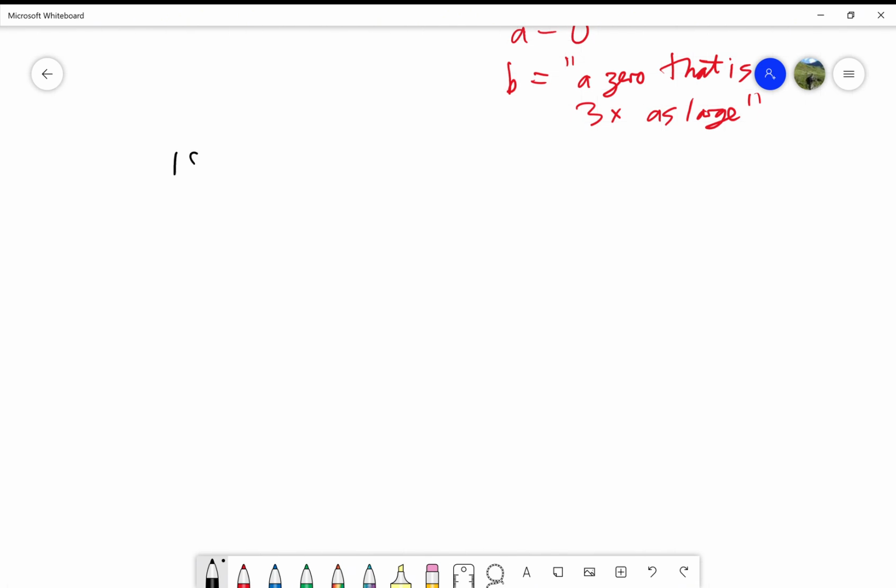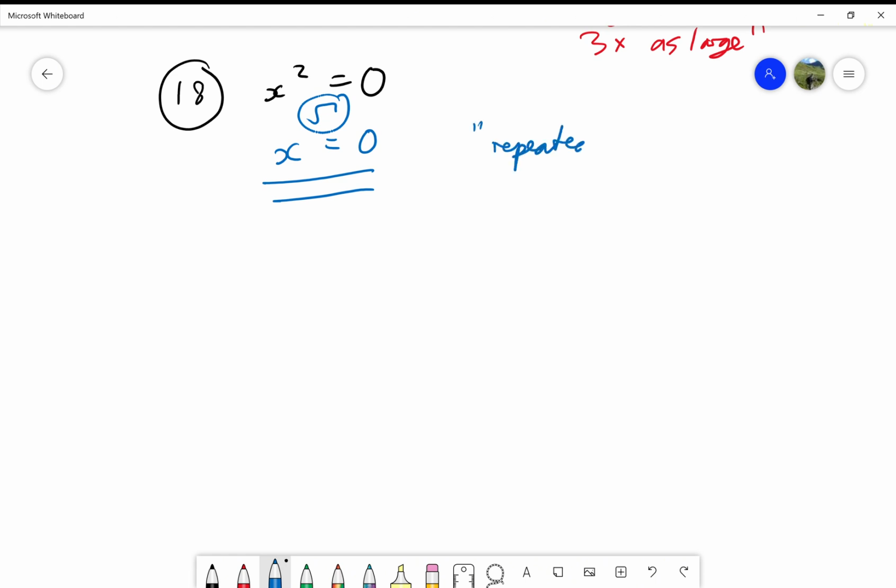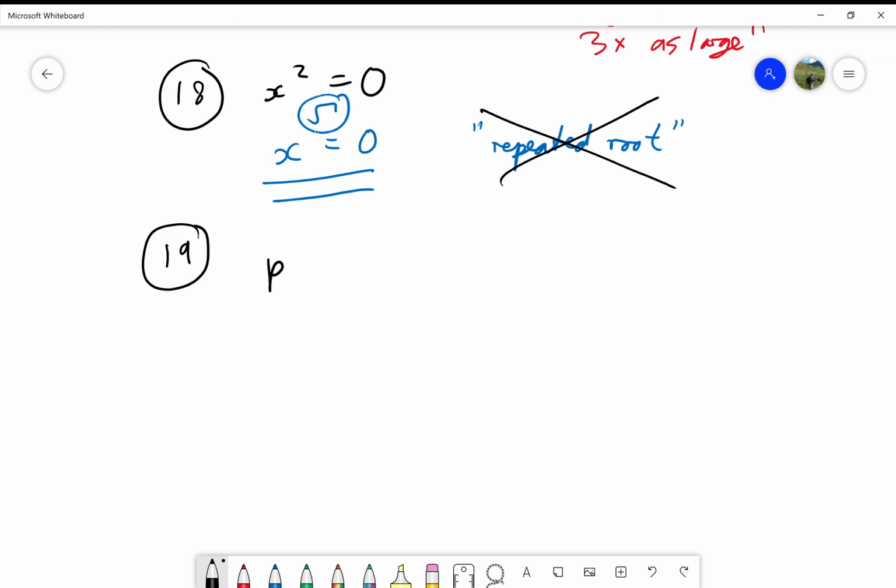Question 18. X squared equals 0. Have a go in your own time. Welcome back. X equals 0, because you just square root both sides. The square root of 0 is 0. And you might say repeated roots, or repeated root. It's debatable. It's really not that important. But I just said it in case you wrote that down. You're like, Duncan, I thought it was repeated root. And yeah, technically it is, but we're not worrying about that in this video. Have a go with the next question.